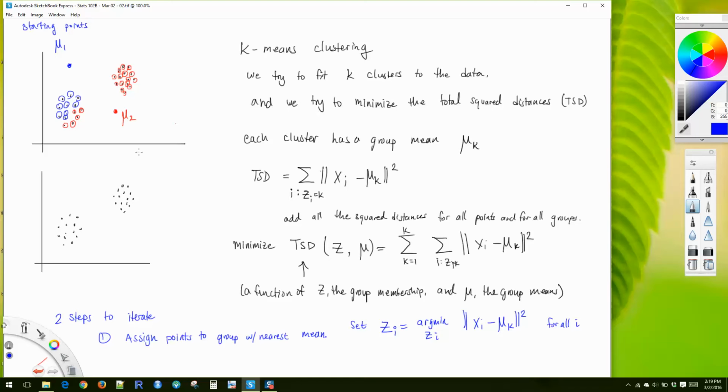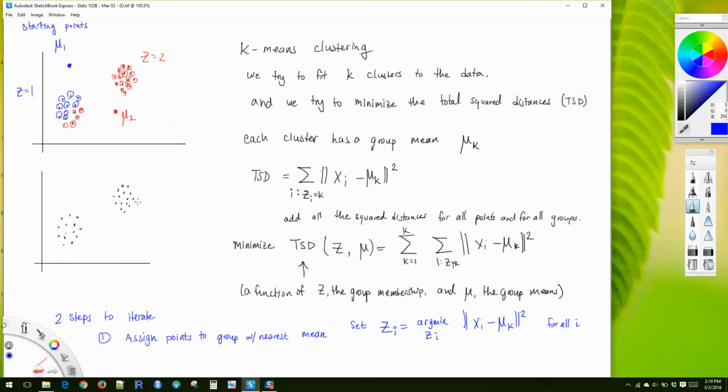So this is our initial step. We started off with an initial mu1 and a mu2, and based on these locations, you go through your data and assign the data points their z. All of these red ones will have z equal to 2, and all of these blue ones will have z equal to 1. So you set all of your data to have this.